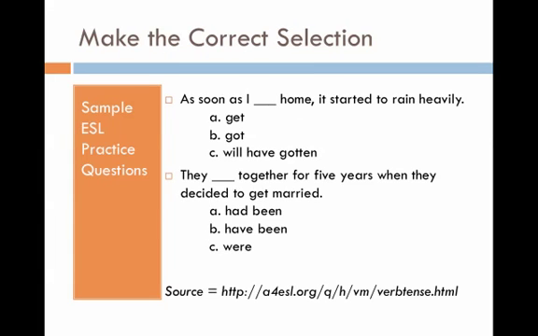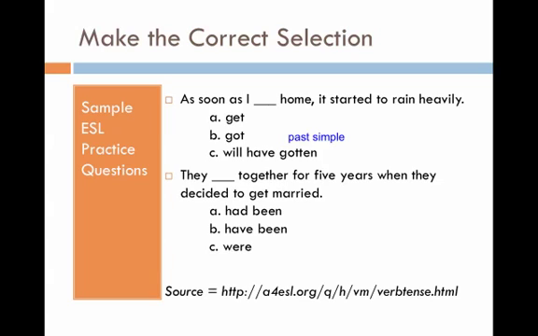Practice questions. As I mentioned earlier, sometimes this practice is good for native speakers as well. Look at these 2 questions. What's your choice, A, B, or C? As soon as I get home, it started to rain heavily. As soon as I got home, it started to rain heavily. Or, as soon as I will have gotten home, it started to rain heavily. In this case, we want the simple past. As soon as I got home, it started to rain.